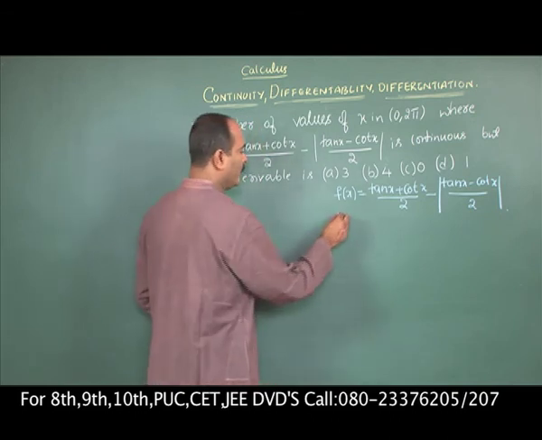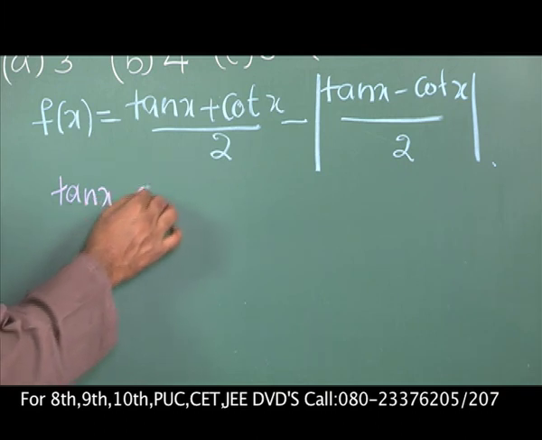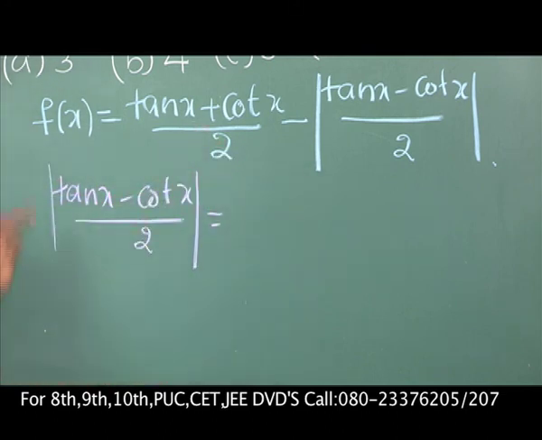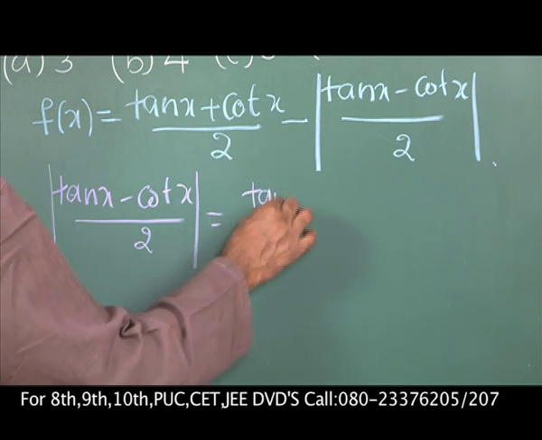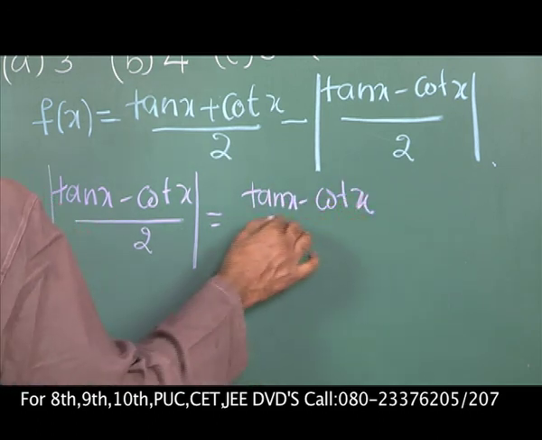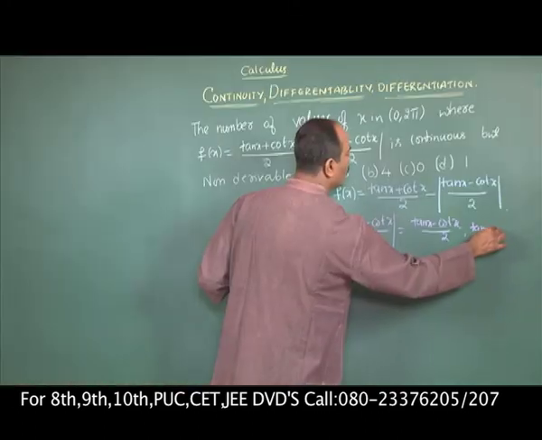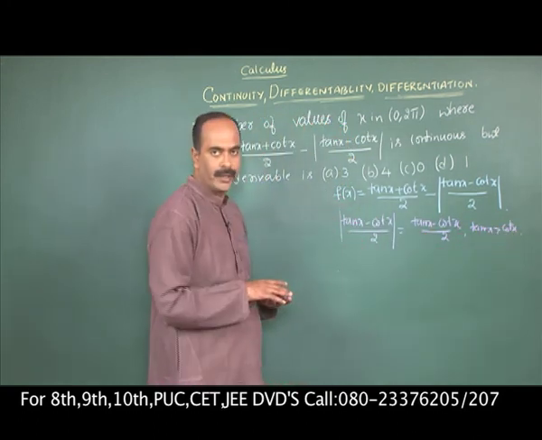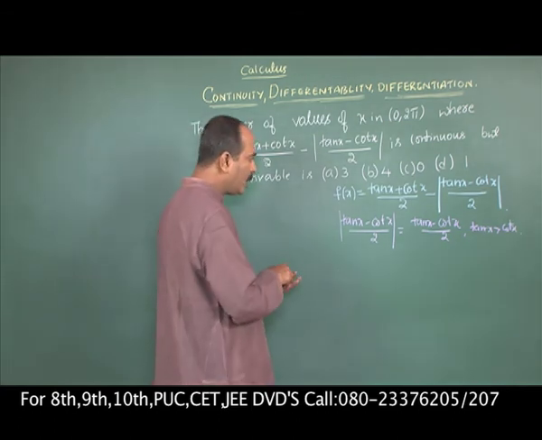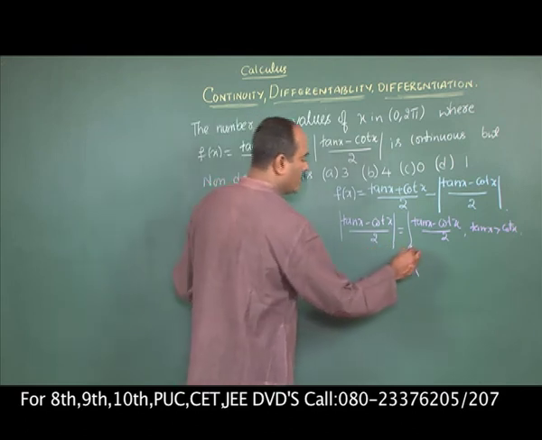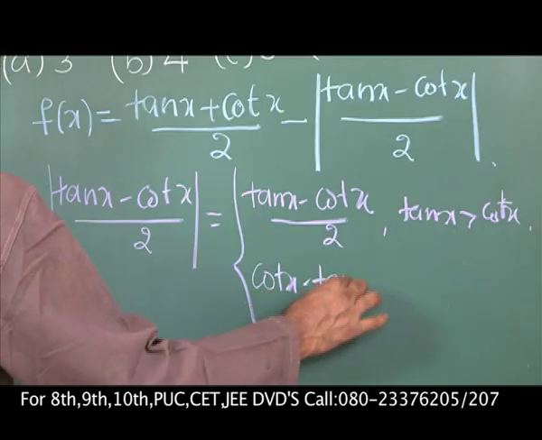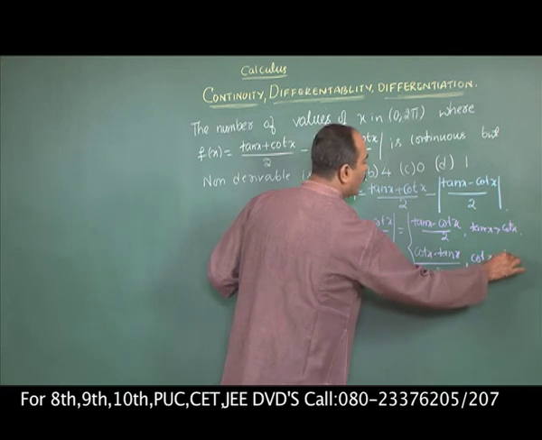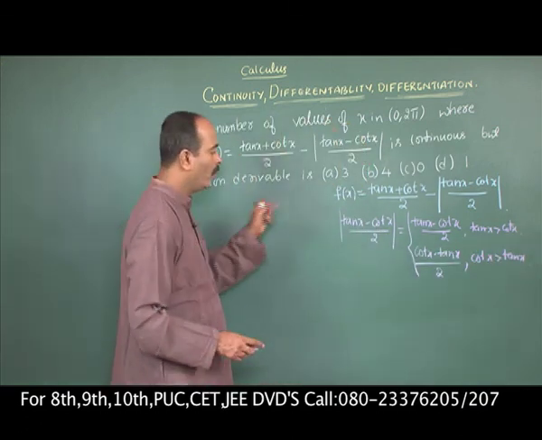See here, |(tan x − cot x)/2| is equal to (tan x − cot x)/2 if tan x is greater than cot x. And it is the reverse of this, that is, (cot x − tan x)/2, if cot x is greater than tan x. I hope you have understood this.